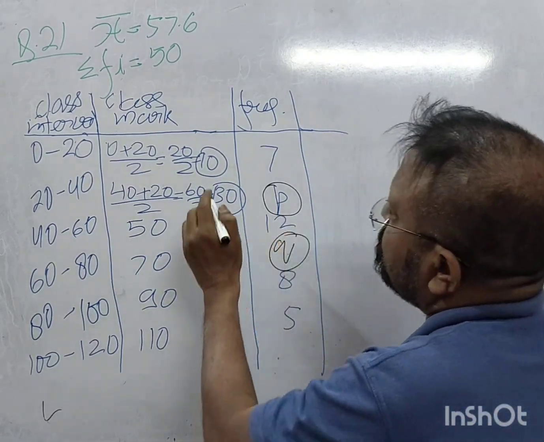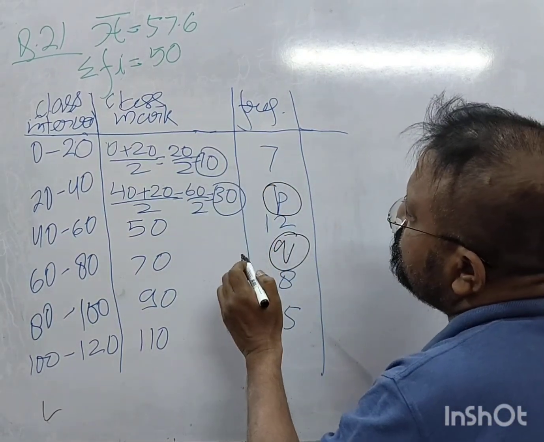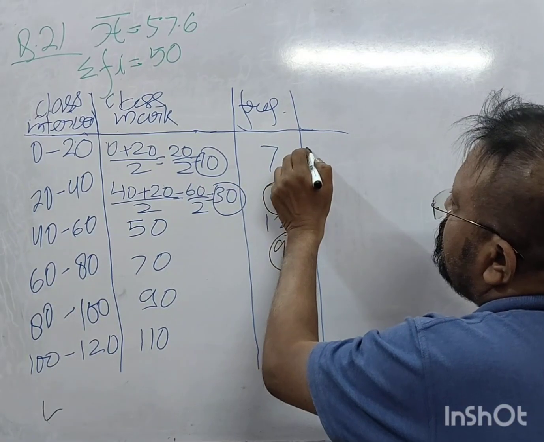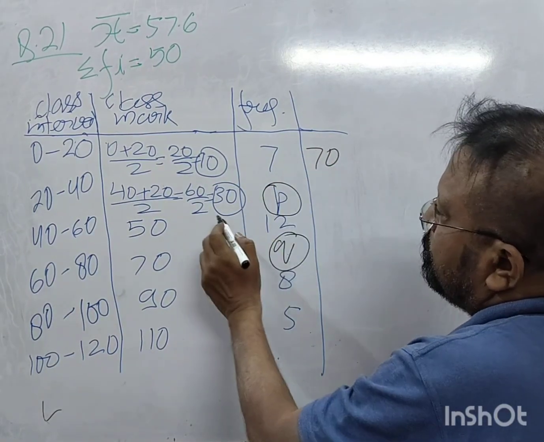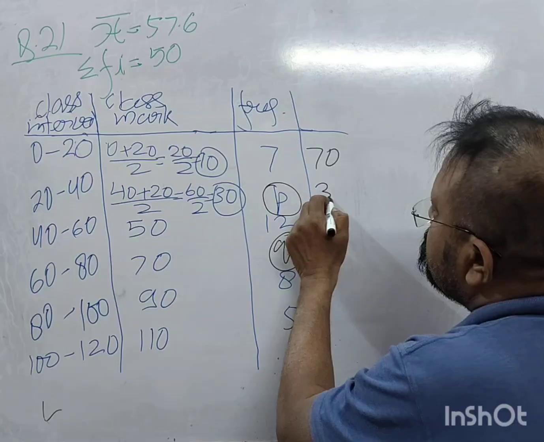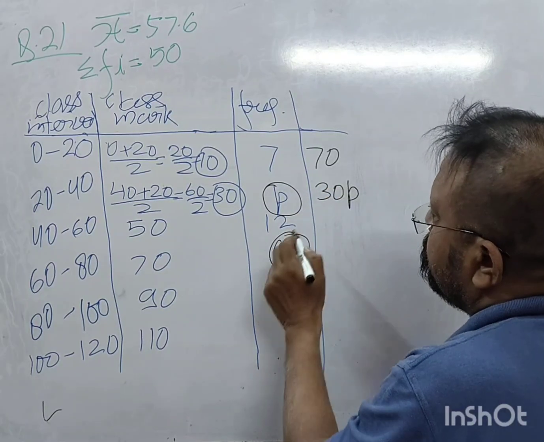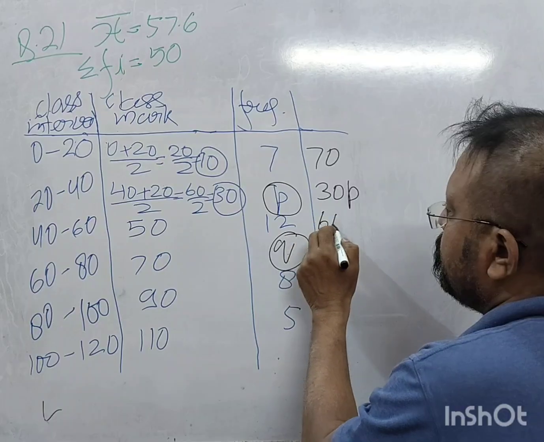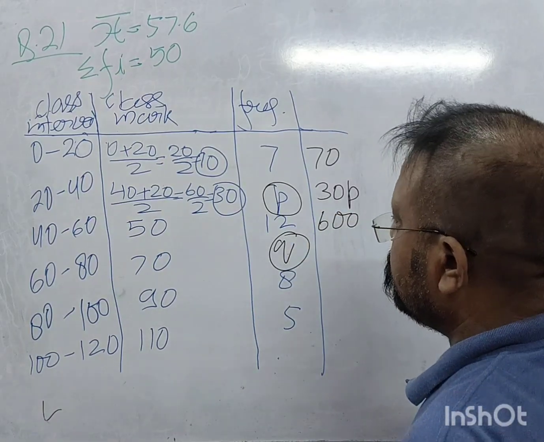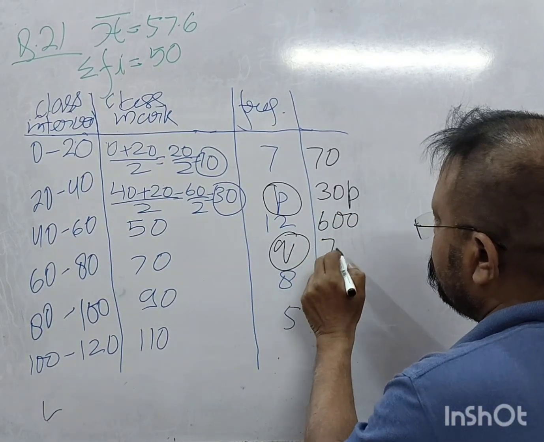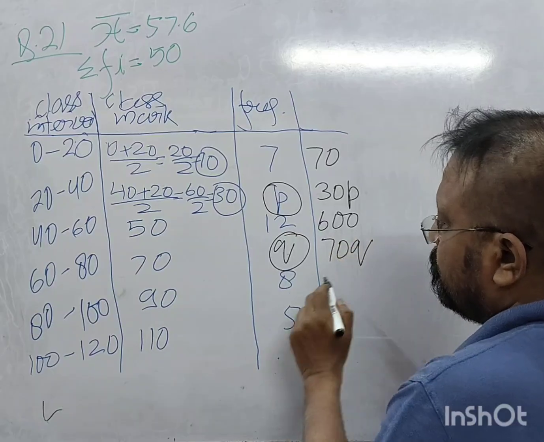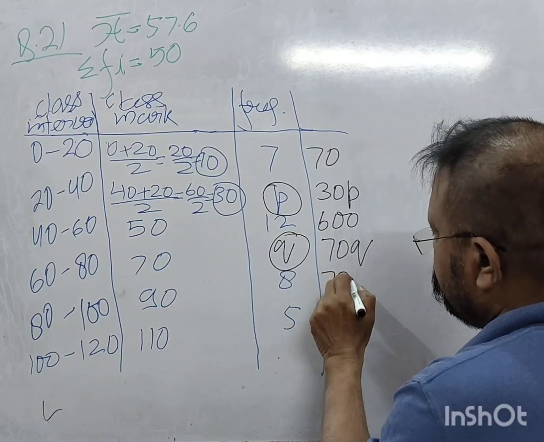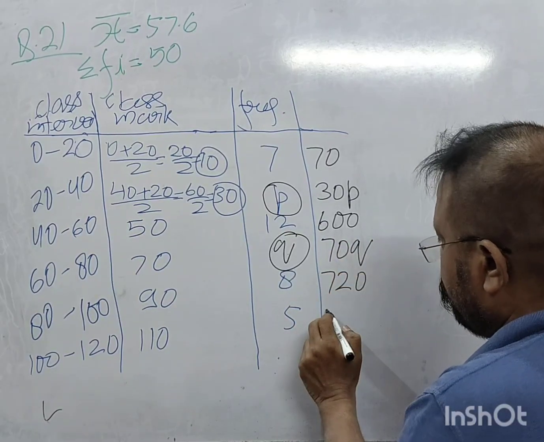So 10 into 7 is 70. 30 into P becomes 30P. 50 into 12 is 600. 70 into Q is 70Q. Then 720 and 550.